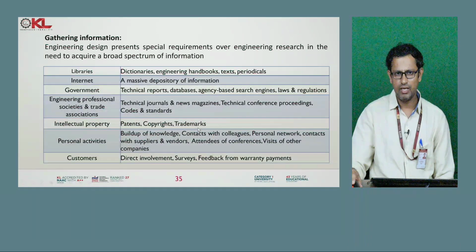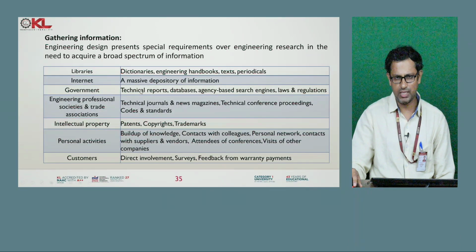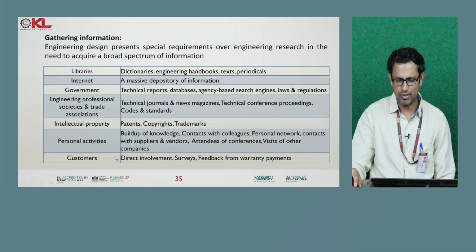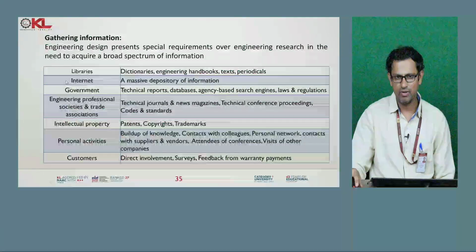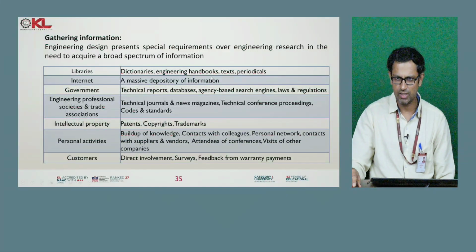What is the next one? We have to gather information from different sources to understand the definition of the problem. Those sources are engineering professional societies like SAE, ASME, ISO, and different journals we have to refer to, and intellectual property, that means papers, patents and technical articles. Then we have to meet different customers or different persons to understand the problem. We have to visit the library to refer to different textbooks, engineering handbooks and technical periodicals.